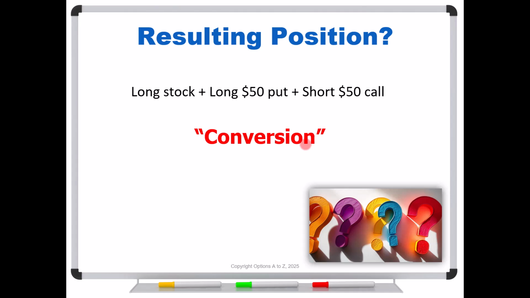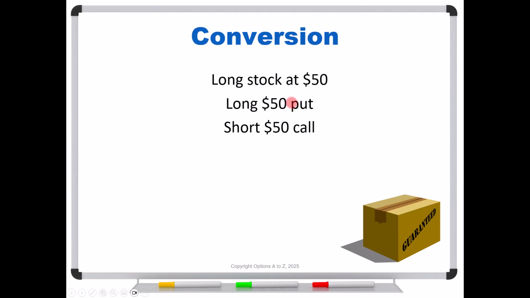So what's special about this? What makes these three pieces, this conversion, so special? Well, here it is. We've got long stock at 50, long $50 put, and a short $50 call. And the secret to understanding put-call parity is that these three pieces create a guaranteed sale of stock for 50,000 bucks. So let's take a look at what happens.